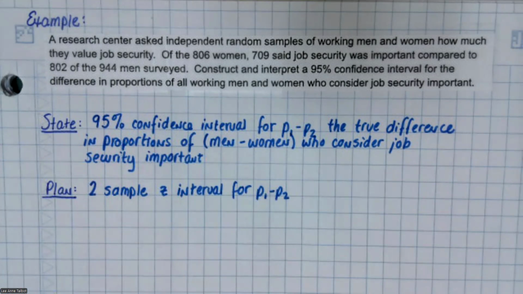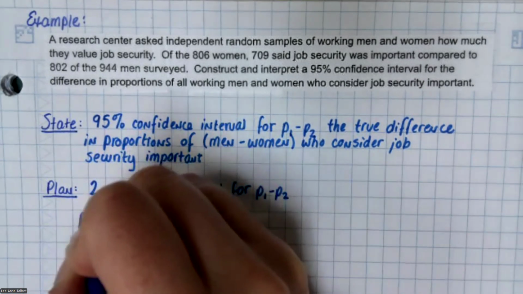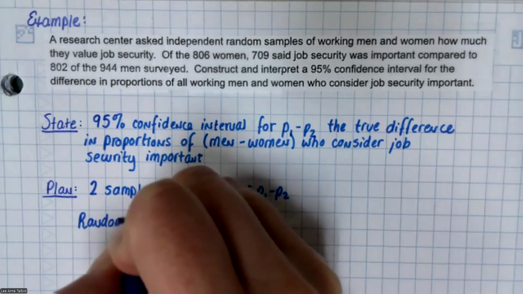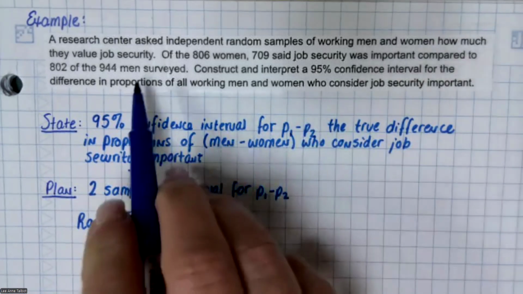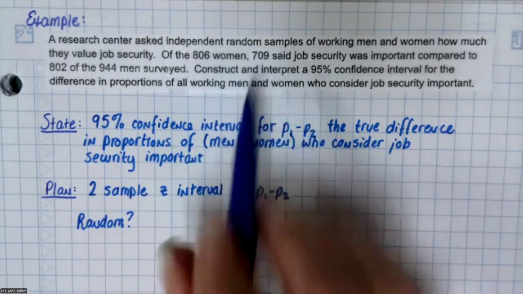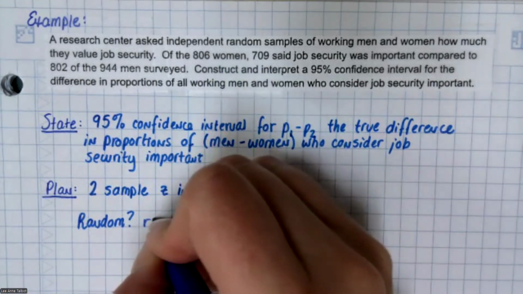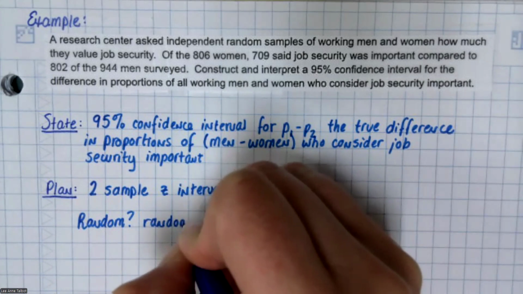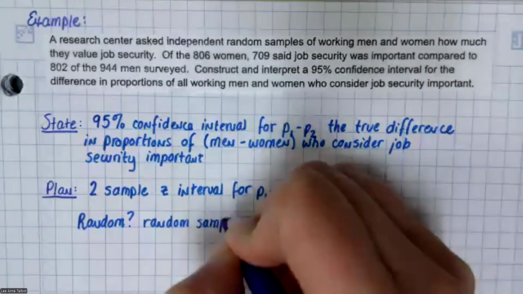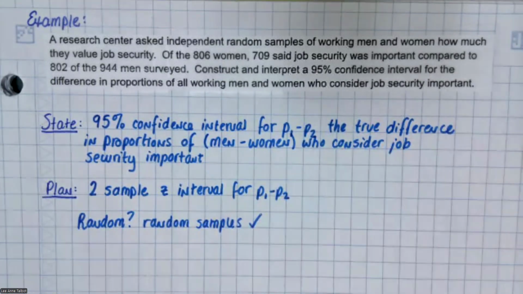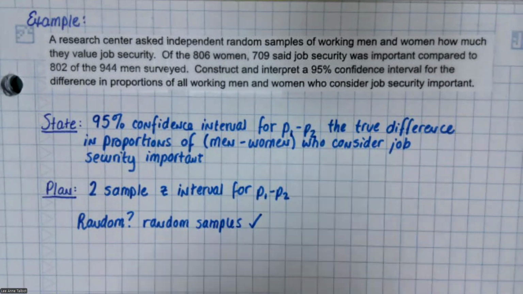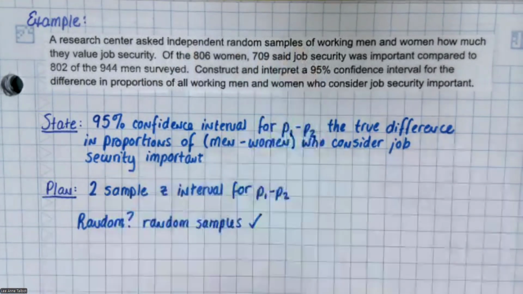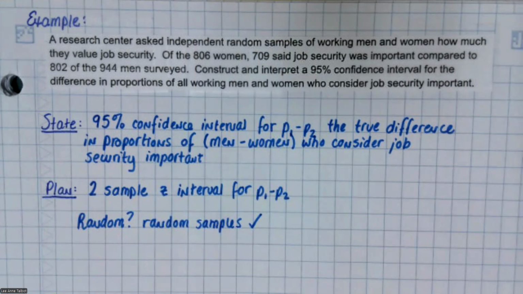Okay, now let's see what you remember. What's the first condition? Random, nice. Okay, so I check back up. Independent random samples. Random samples, check. Make sure that you check both of them. This one's got an S on it, so I'm covered. Nice.